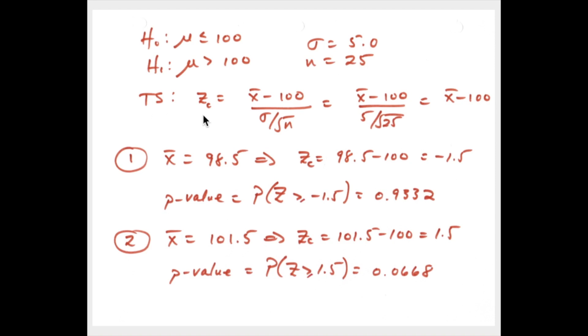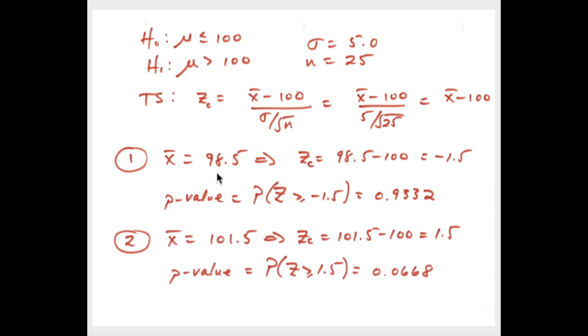The formula for the test statistic, z-calc, is x bar minus the hypothesized value, which is 100, divided by the standard error of x bar, which is sigma over the square root of the sample size. Sigma is assumed to be 5. The sample size is 25, so the square root of that is 5. In the denominator we have 5 over 5, which is 1. So the formula for the test statistic simplifies to x bar minus 100. Now we're going to use this formula in the three questions.